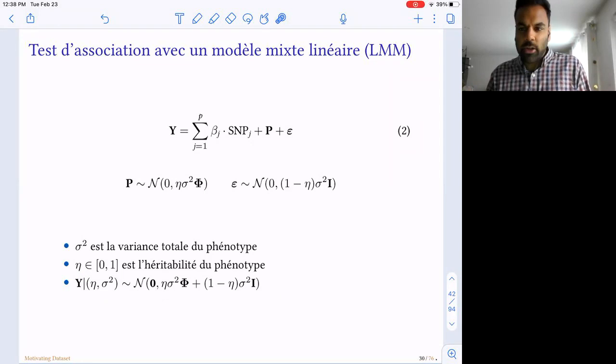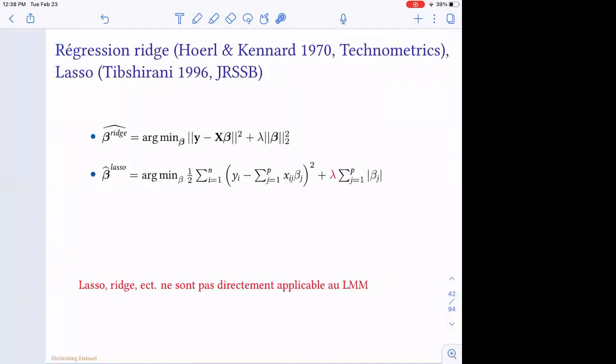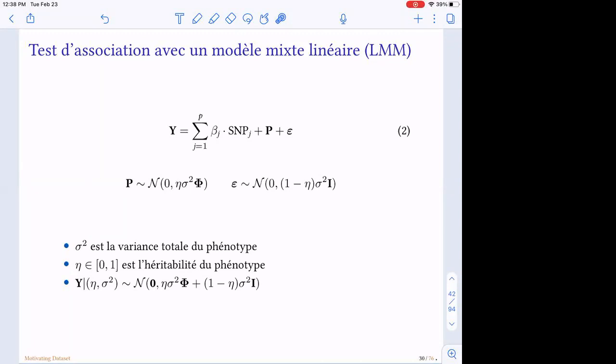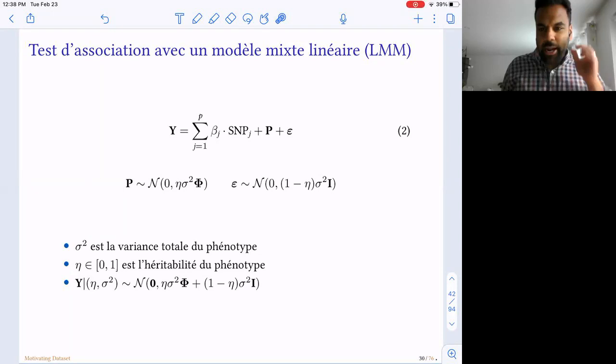Were there any questions on this model, or is this okay? Shouldn't the mean for Y be like X beta, or are you assuming it's standardized somehow? I didn't mention the standardized part, but yeah, that's a good point. Exactly. All right, thanks.